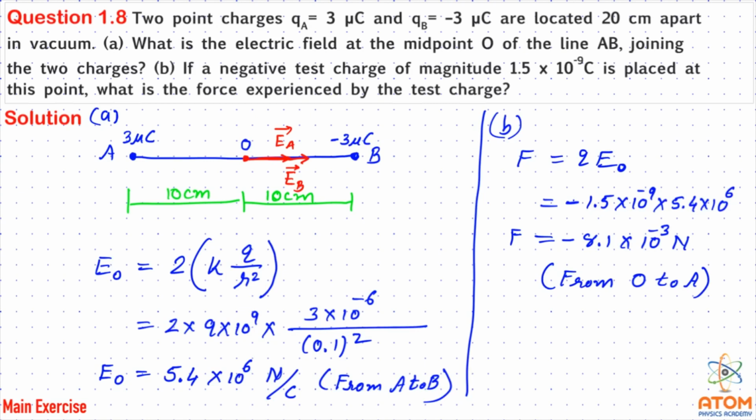See, the electric field EO was in the right direction from A to B, and here we are getting a minus sign. That means the direction is opposite to it. That means it will be from O to A. So here we have written from O to A.